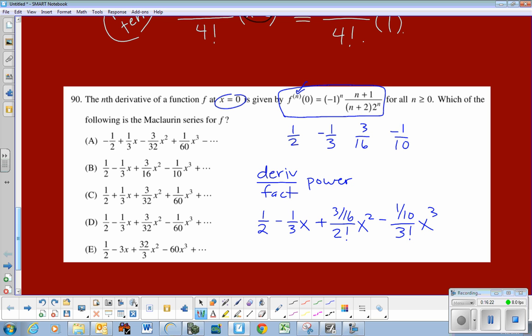So we have 1/2 minus 1/3 x, which narrows it down to a couple options, B or D. 3/16 over 2 factorial is 3/32. 1/10 over 3 factorial is 1/60. Final answer D. All right, so Taylor polynomials, named after my great-great-uncle Brooke Taylor.